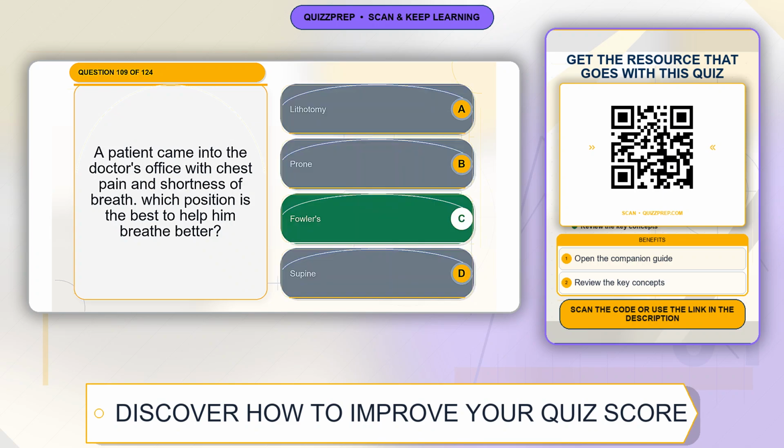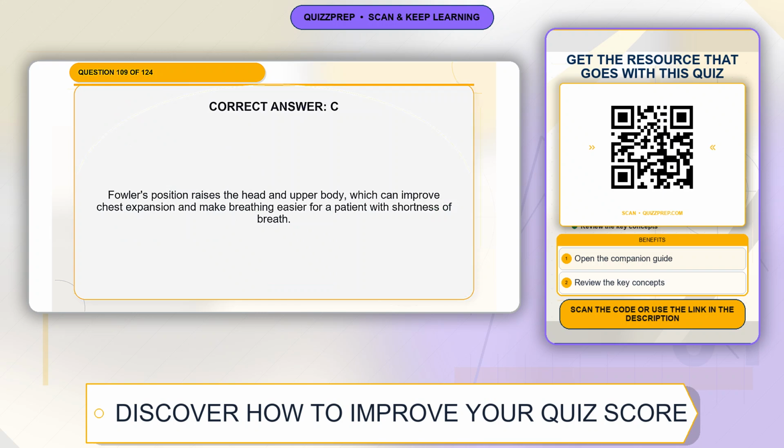The correct answer is option C, Fowler's. Explanation: Fowler's position raises the head and upper body, which can improve chest expansion and make breathing easier for a patient with shortness of breath.